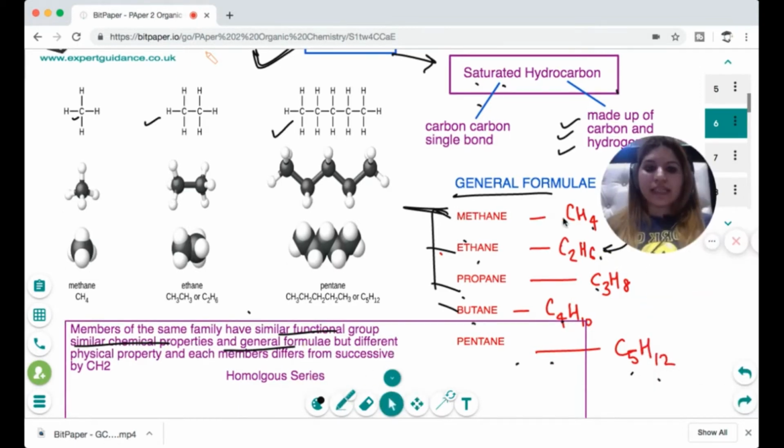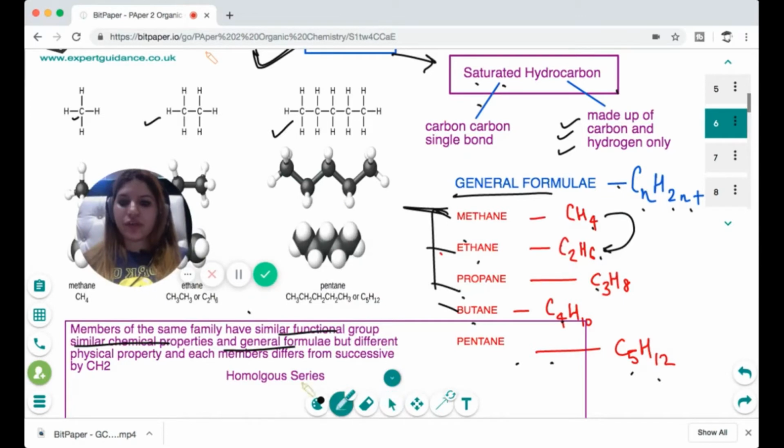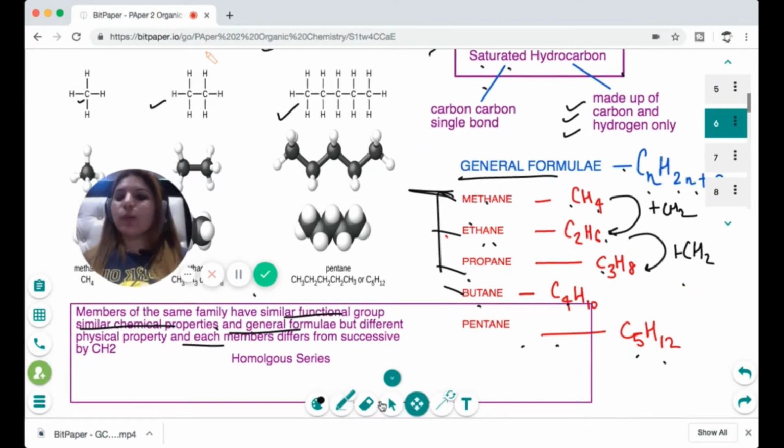So you can see in this homologous series, they have a similar functional group, similar chemical properties, the same general formula, but one member differs from the successive one by 1 carbon and 2 hydrogen. So CH4 add 1 carbon 2 hydrogen gives C2H6. C2H6 add 1 carbon 2 hydrogen is C3H8. So this is the definition of homologous series, and it is often asked in the exam. So make sure you remember this. Homologous series are the members of the same family having similar functional group, similar chemical properties, the same general formula, but different physical properties, and each member differs from the successive one by a CH2 group.